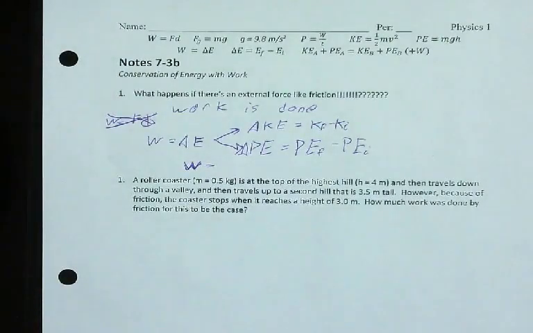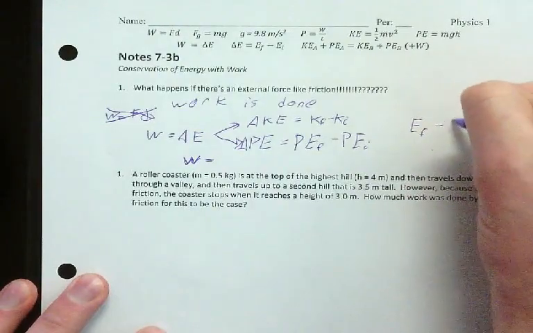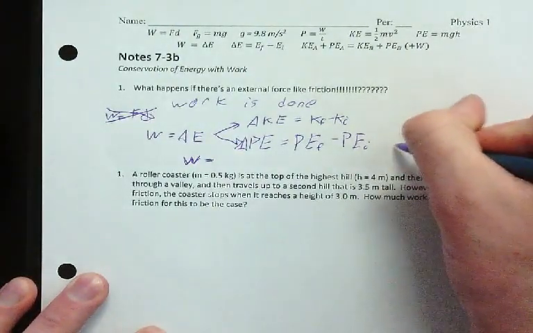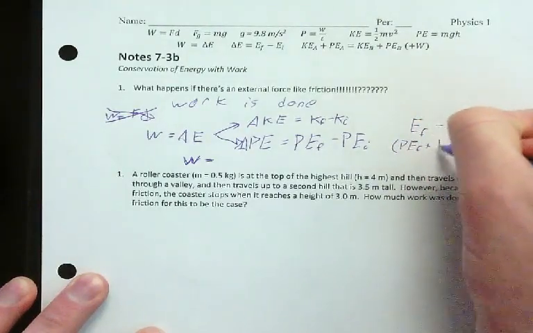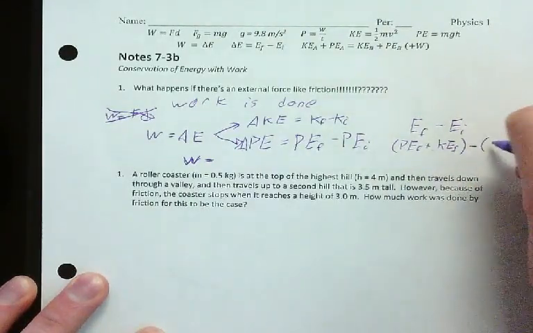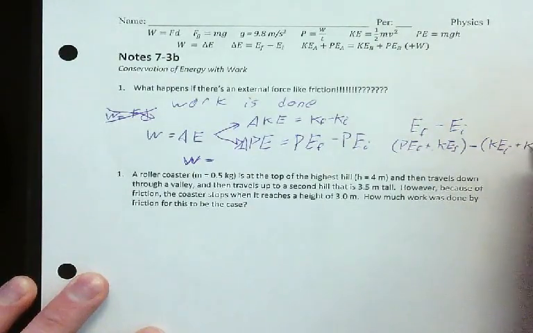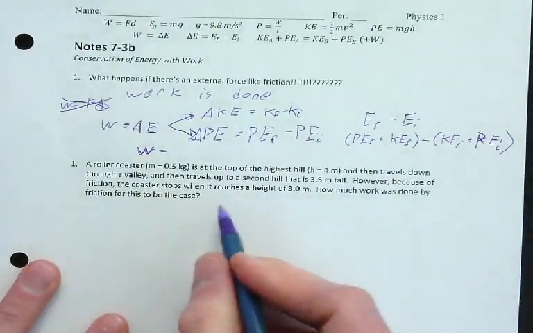But what is work? It's a change in energy. So it's final energy minus initial energy. Well, the final energy is your kinetic and your potential added together. Just like your initial energy is your kinetic and your potential initial added together. Oh, sorry, it should be PE. So, all we have to do to put these together is put them together.